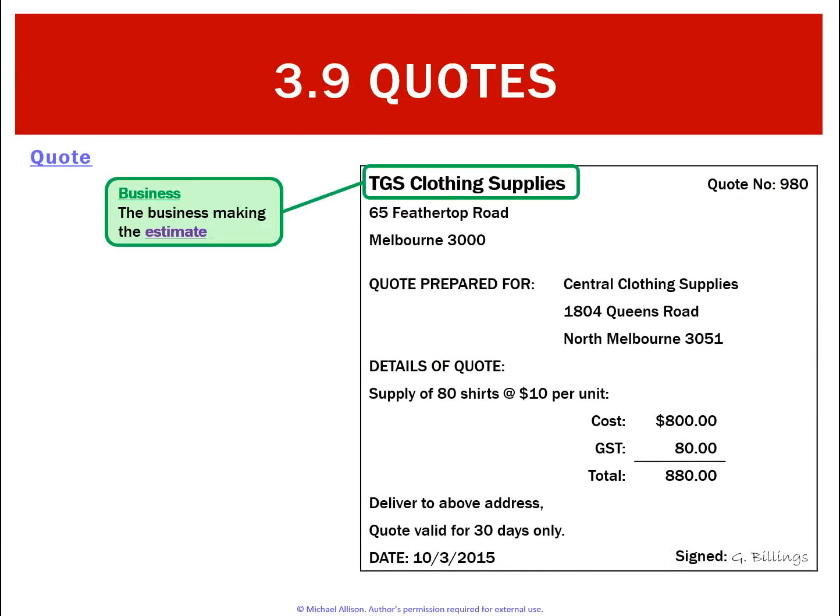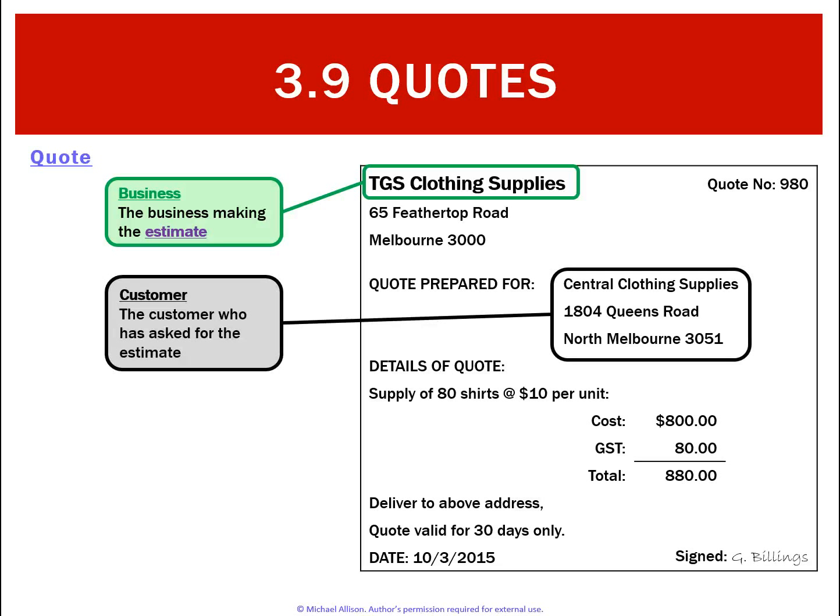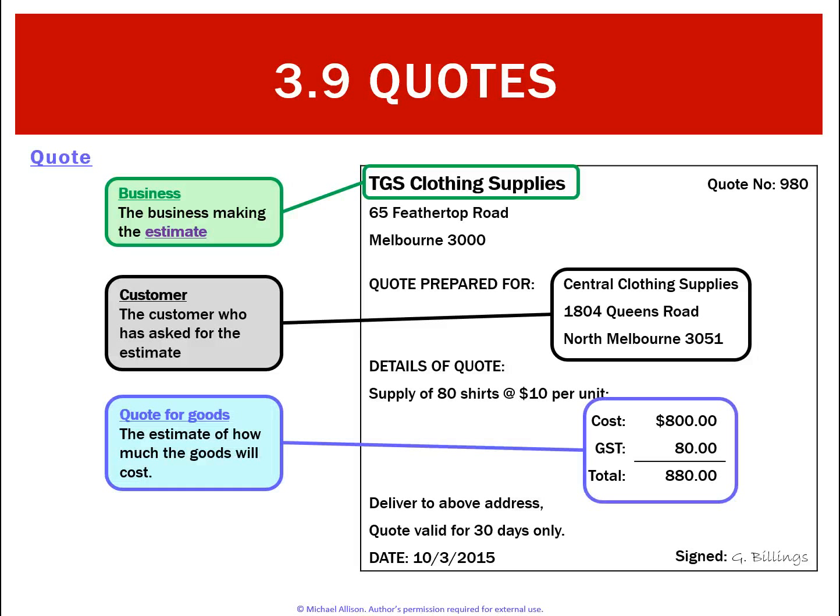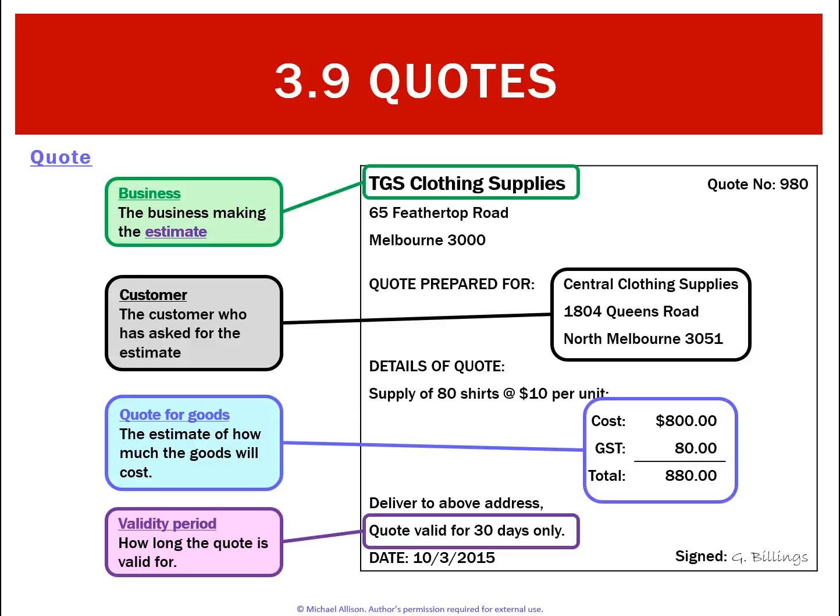Looking at the quote itself, again, the name of the business issuing the document, the one making the estimate, will be at the top. The customer or the business receiving the quote prepared for them is underneath. So in this case, Central Clothing Supplies. We'll have the quote of goods, so the amount, the quantity, and an overall total. And we'll also have a validity period. Quotes usually specify how long that quote's valid for. So in this case, it's valid for 30 days.